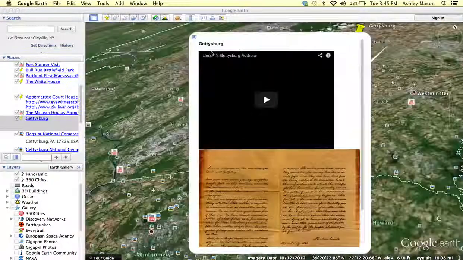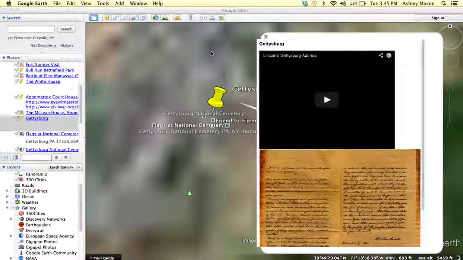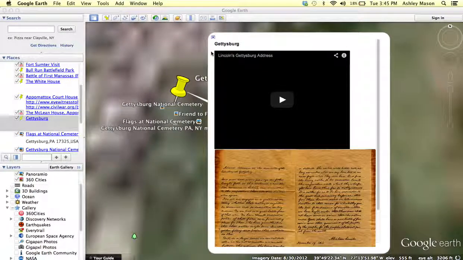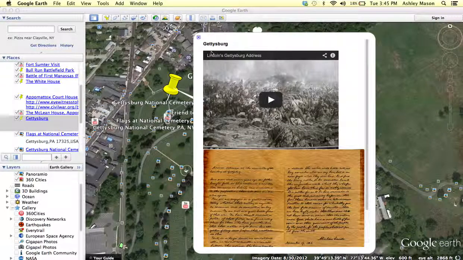In Gettysburg, we're going to go to the Soldiers National Cemetery. This is where Abraham Lincoln gave his famous speech, the Gettysburg Address. I have a video recording of someone reciting the address and the actual document.